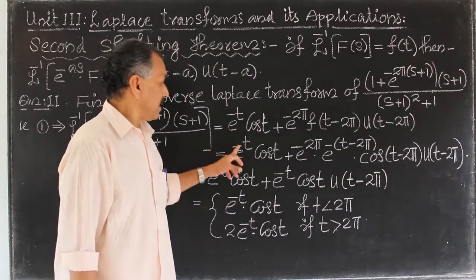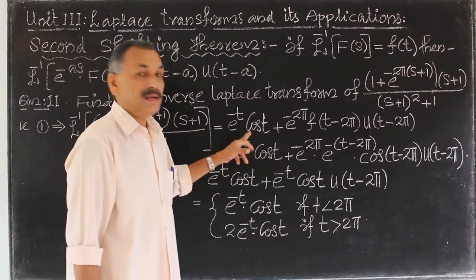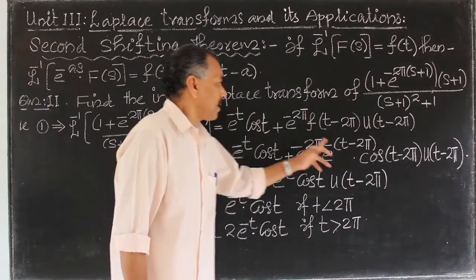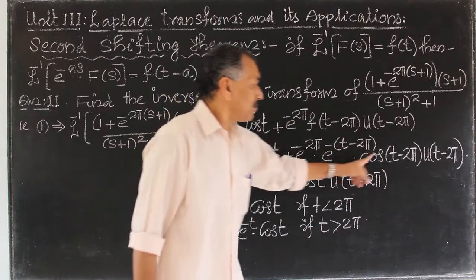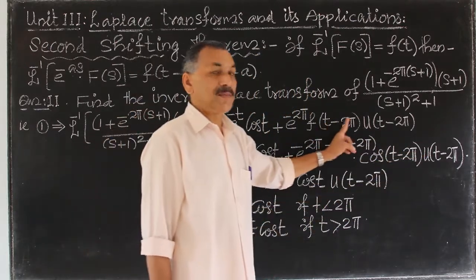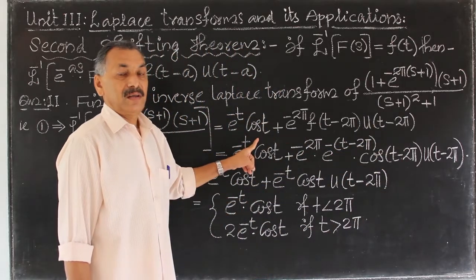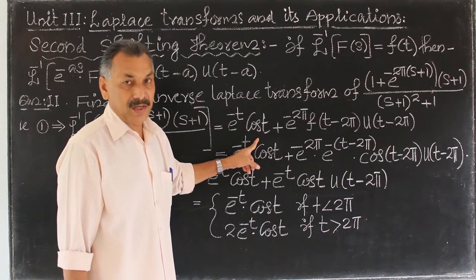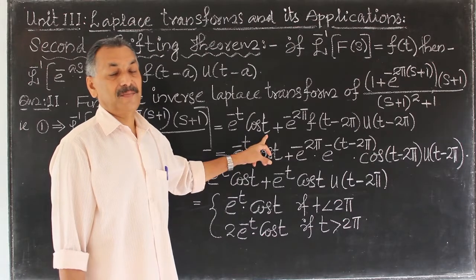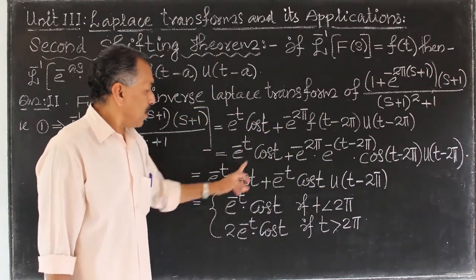That is e raised to minus t cos t plus e raised to minus 2 pi into f of t. What will we substitute where t comes? t minus 2 pi. That is e raised to minus (t minus 2 pi) into cos of (t minus 2 pi) u of t minus 2 pi. That is f of t minus 2 pi u of t minus 2 pi. f of t is equal to this value: L inverse of (s plus 1) divided by ((s plus 1) square plus 1), that is e raised to minus t cos t. Inside this, t becomes t minus 2 pi.